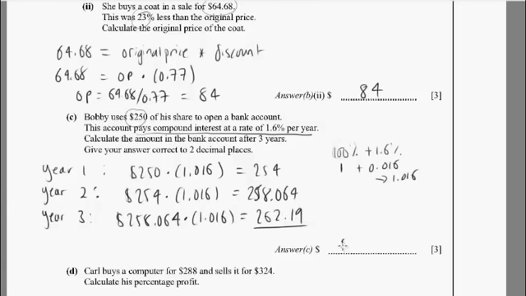And that would be our final answer, $262.19 after 3 years of compound interest.